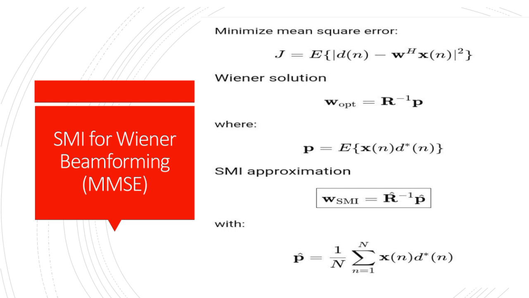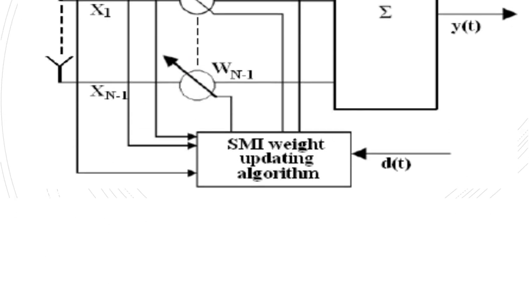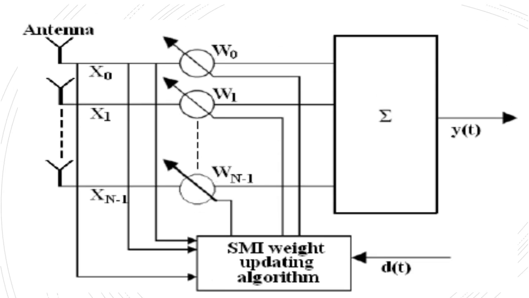Now the P vector is finally taken as 1 by N, summation of n equal to 1 to N, x of n d conjugate of n. Like that you have to find this beamforming. This is the SMI weight updating algorithm. See that multiple antenna inputs are taken, and the weight vector is taken.